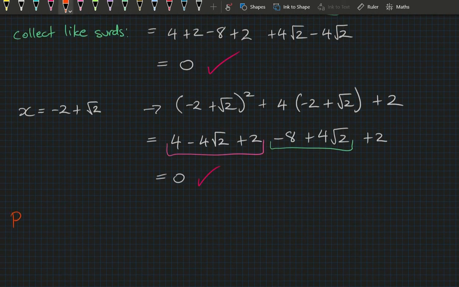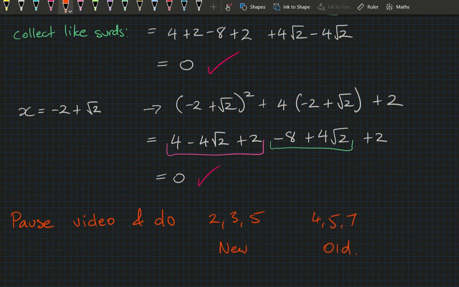So right now you should pause the video and do questions 2, 3 and 5 in the new book, or questions 4, 5 and 7 in the old book. And then hurry back so we can summarise this lesson.